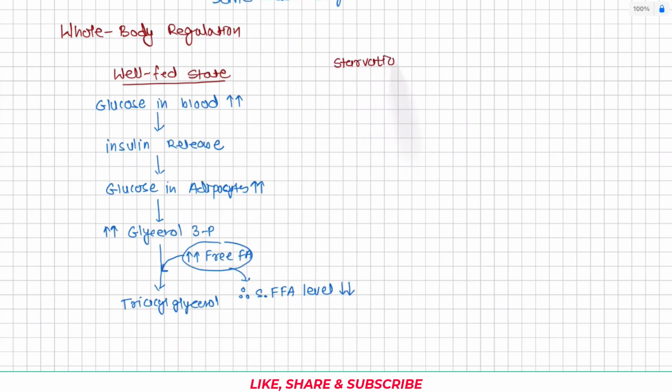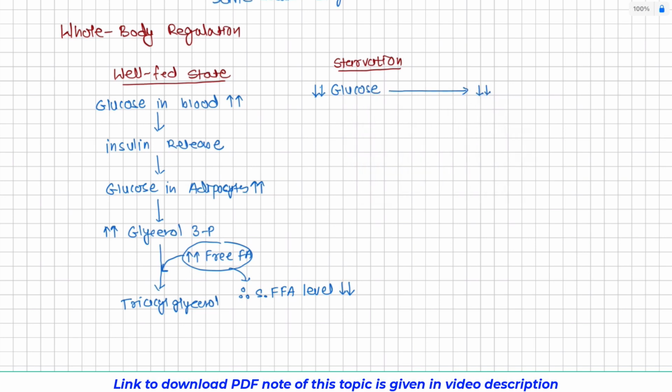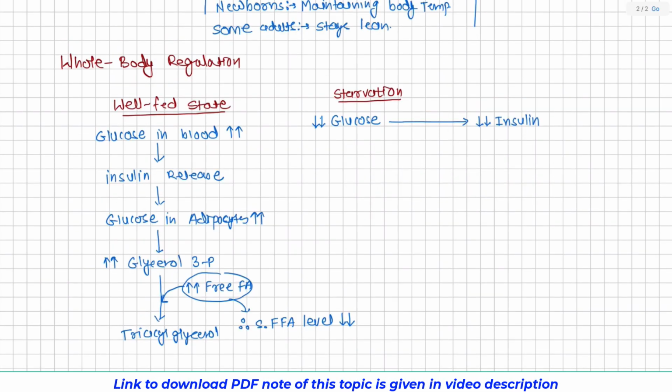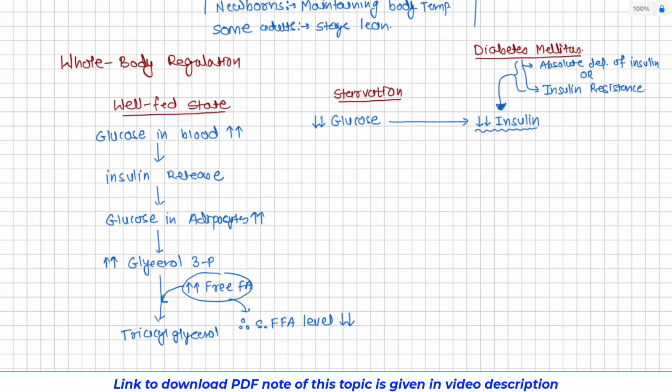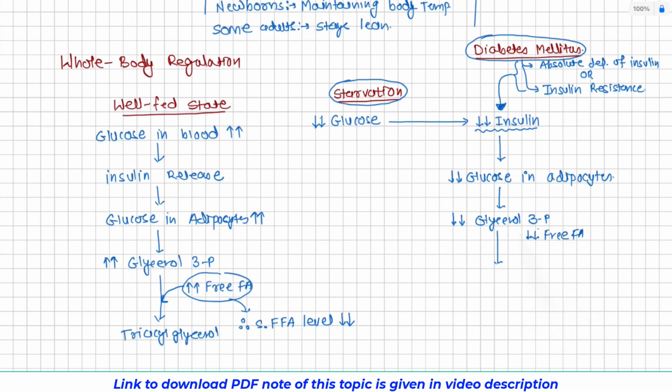In starvation, the opposite happens. Decreased glucose inflow leads to decreased insulin secretion. And in diabetes mellitus, there is either an absolute deficiency of insulin or insulin resistance. So functionally, insulin action is also decreased. In both situations, less glucose enters the adipocyte, so less glycerol 3-phosphate, so less utilization of free fatty acid for triacylglycerol synthesis, and so serum free fatty acid level rises.